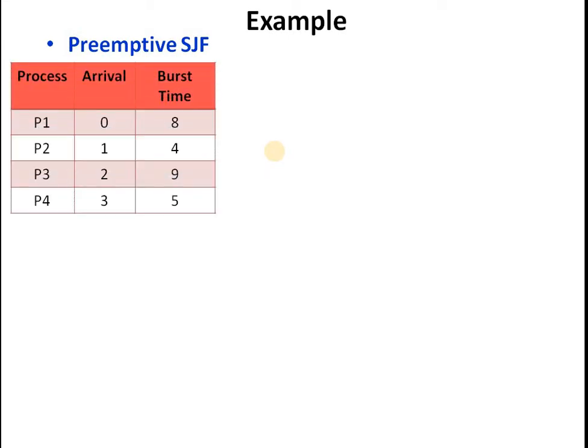Here, take one example. There are 4 processes, that is P1, P2, P3 and P4. Their arrival times are 0, 1, 2, 3 and their respective burst times: P1 has 8 milliseconds, P2 has 4 milliseconds, P3 has 9 milliseconds and P4 has 5 milliseconds. As per the preemptive SJF, the currently running process will stop whenever a higher priority process enters the system. So we will solve the Gantt chart of this preemptive SJF.